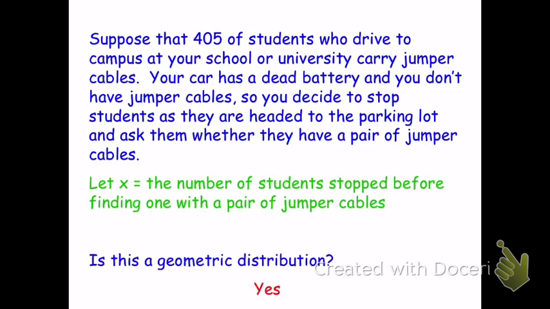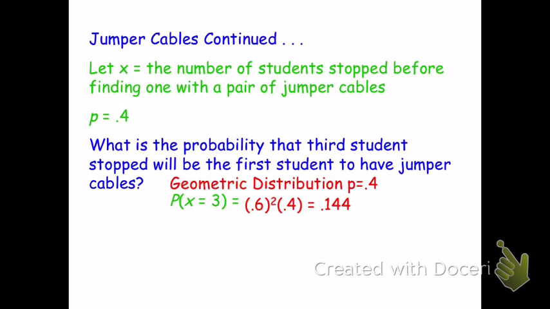So yes. The probability of finding somebody with jumper cables is 40%. So according to the school or university, 40% of the people have jumper cables in their car. What is the probability that the third student stopped will be the first one that has jumper cables? So this is what it looks like if it were plugged into the formula. But I'm going to show you how to do it in your calculator. So go ahead and get your calculator out.